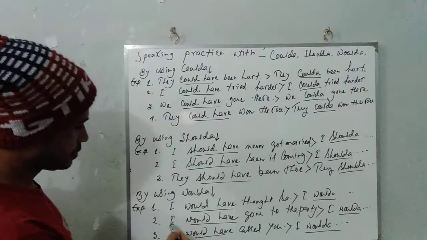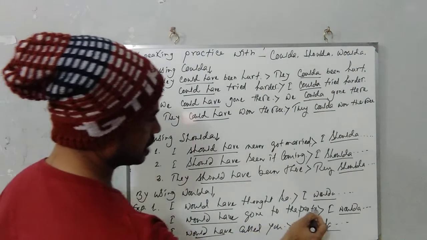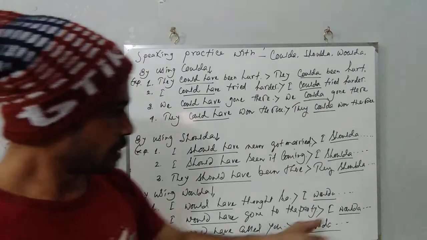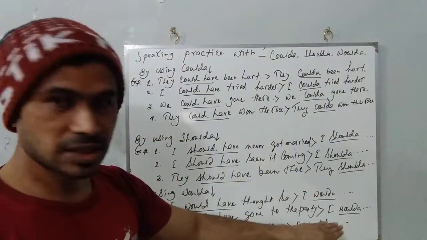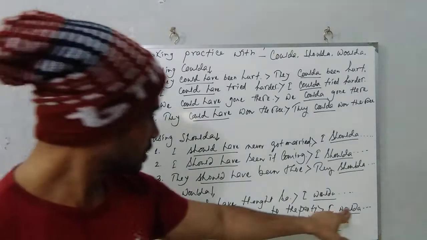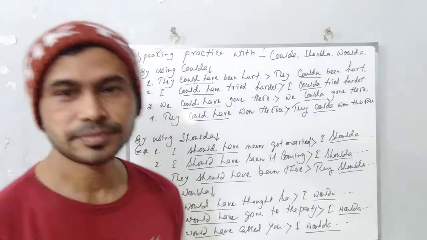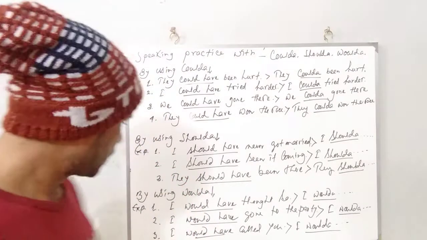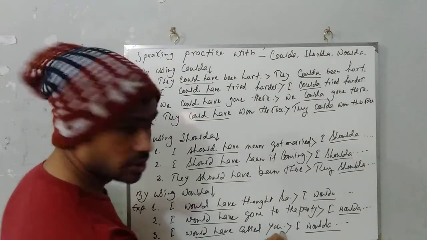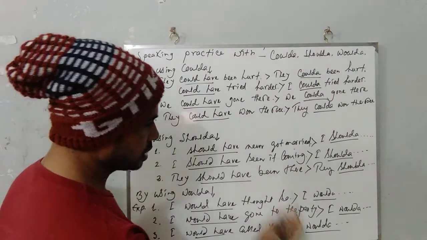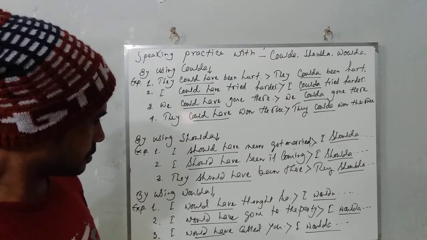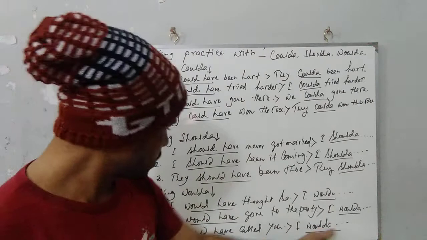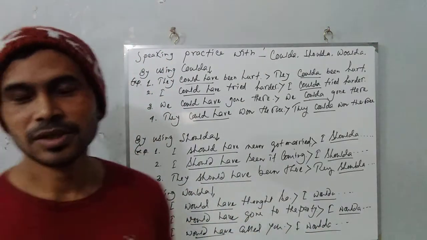So the next sentence would be: I would have gone to the party. I would have gone to the party. So we can say, by using the contraction of would have, I woulda gone to the party. The last one, I can say: I would have called you. I would have called you. So we can say that I woulda called you.